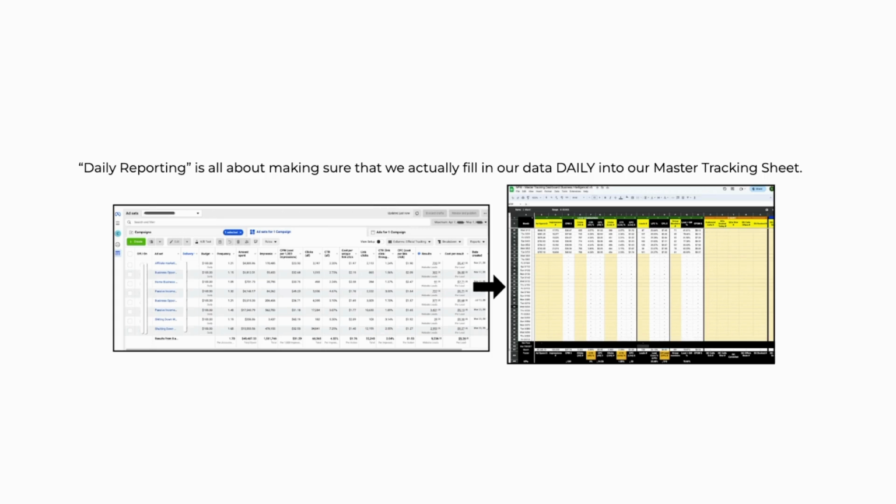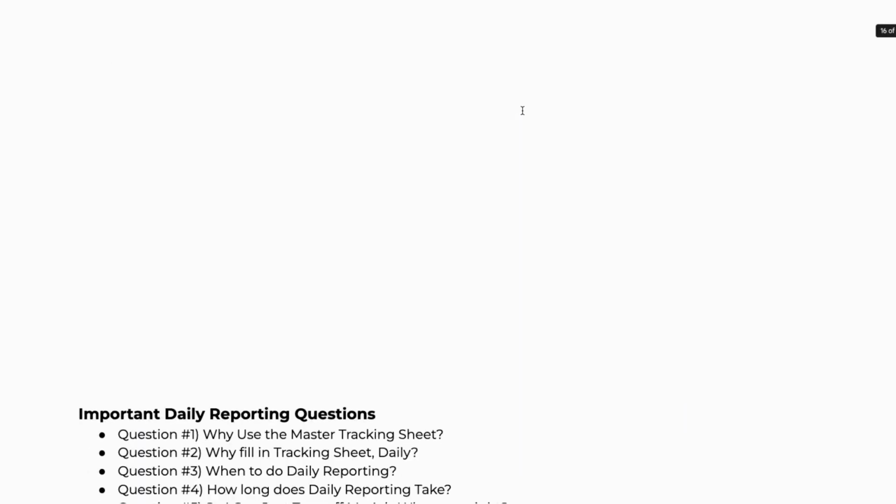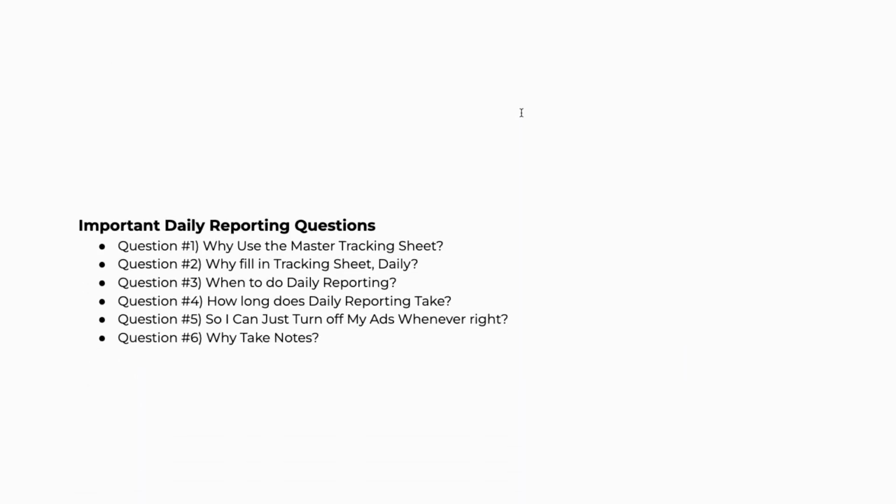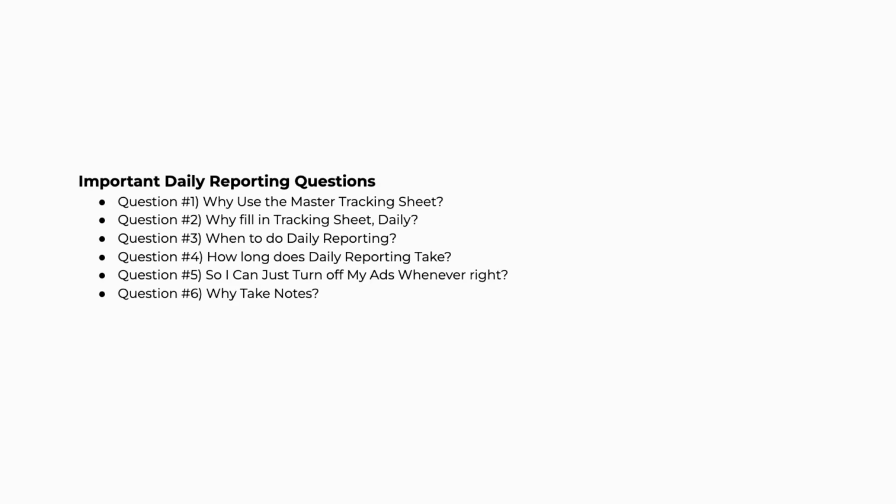And so that's the reason why we're going to go ahead and break down a couple very important questions when it comes to daily reporting. So we're going to break down 6 individual questions. Number 1 is going to be, why do we use the master tracking sheet? Why fill in the tracking sheet daily? When do we actually do the daily reporting? How long does it usually take? Whether or not we can just turn off our ads whenever we want. And then, of course, why also it's going to be very important to take notes, okay? So those are going to be the 6 questions that we're going to go ahead and jump into, and then we will go ahead and get into a step-by-step of how to actually do this as well.